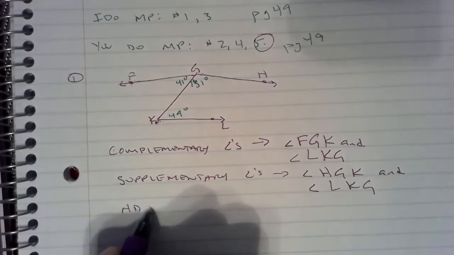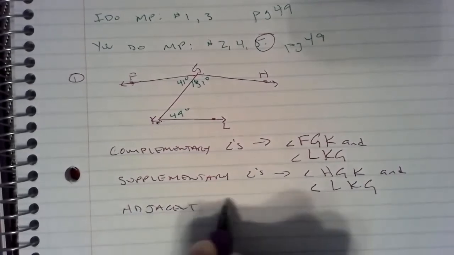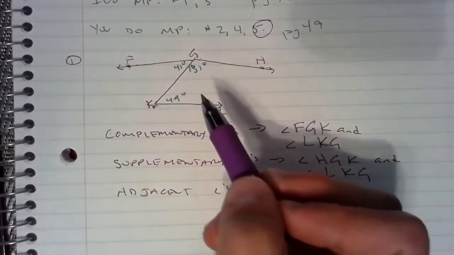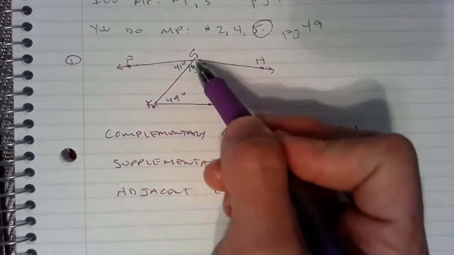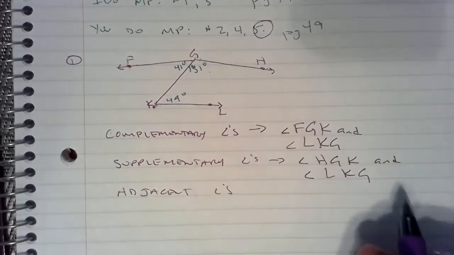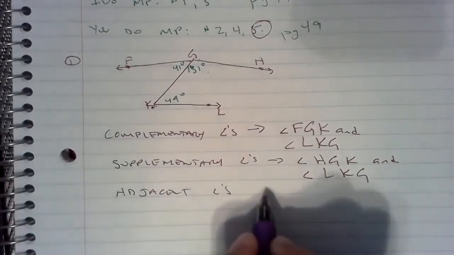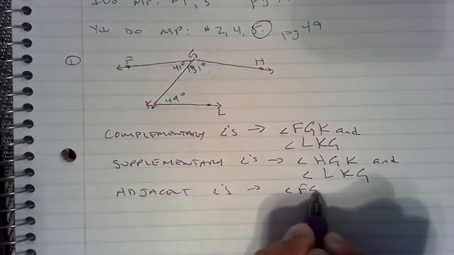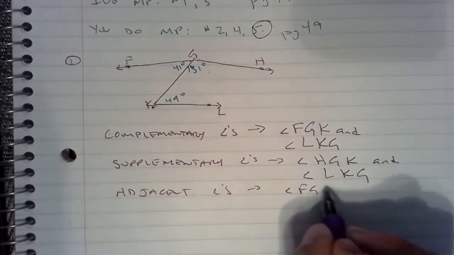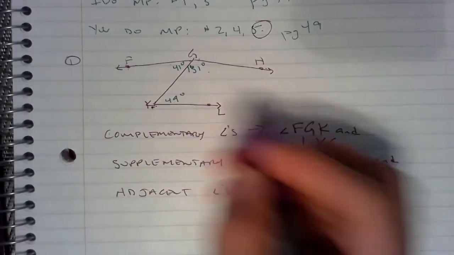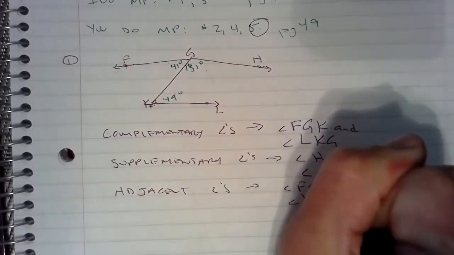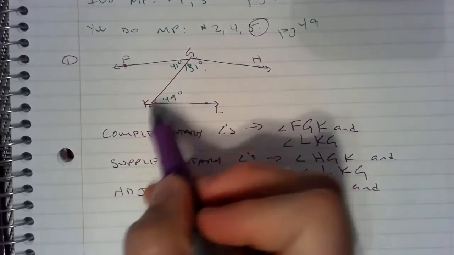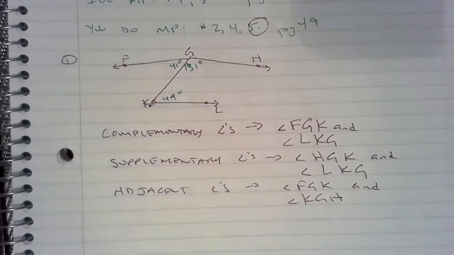And then finally, what are a pair of adjacent angles? That means their 2 vertices touch. A pair of adjacent angles, well, these 2 angles are definitely not next to each other. In fact, this angle is not next to any other angle we identified, but these 2 have a shared side. So FGK and KGH. All right, FGK, KGH, both of them are adjacent.